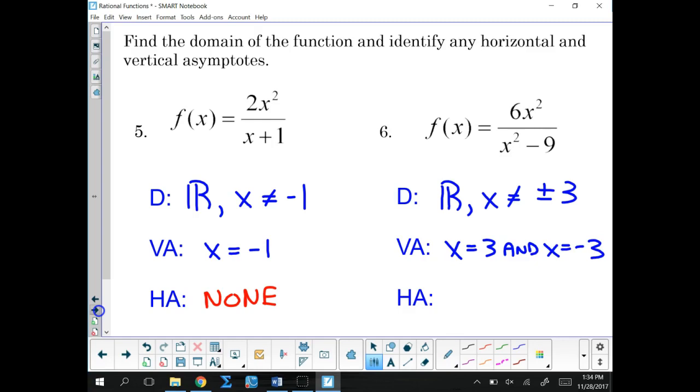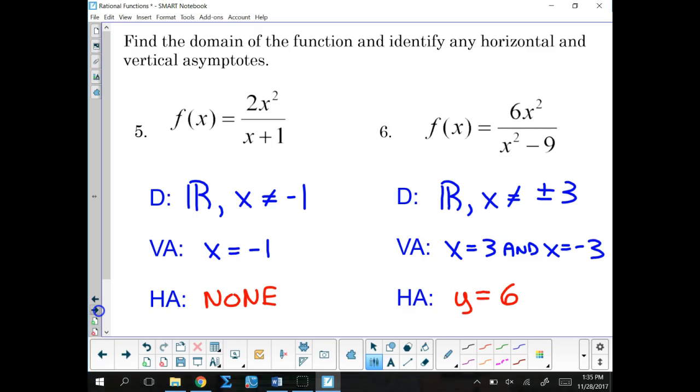Degree of the top. 2. Degree of the bottom. 2. Those are the same, correct? So that means that I take the coefficients. Lead coefficient on top. 6. Lead coefficient on the bottom. 1. So that gives me a horizontal asymptote of y equals 6.